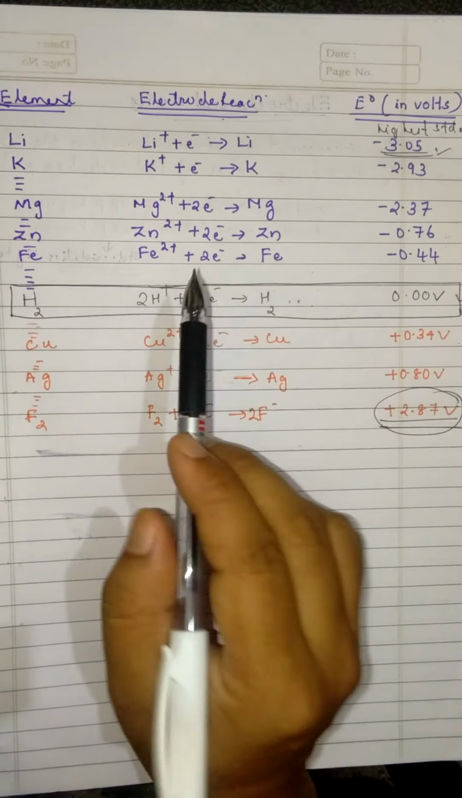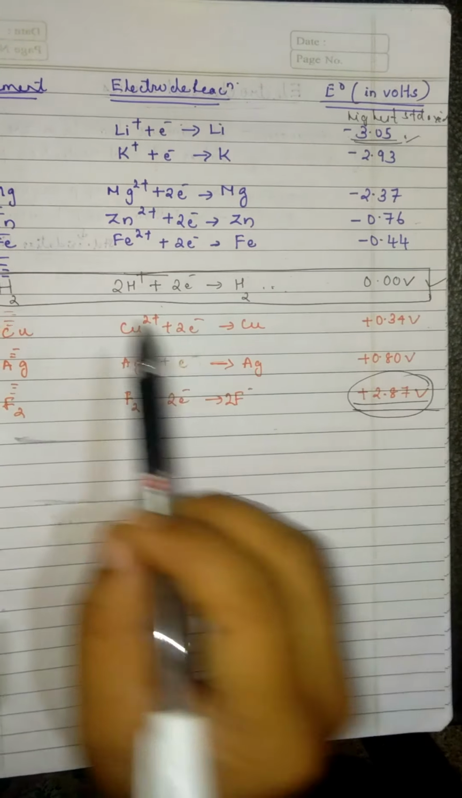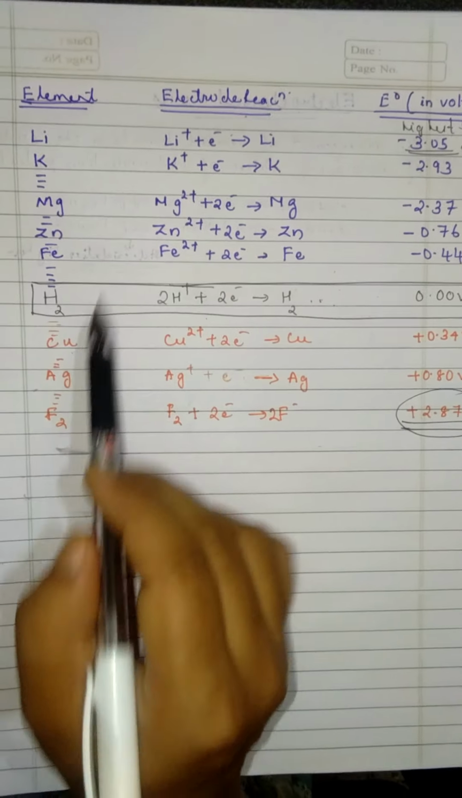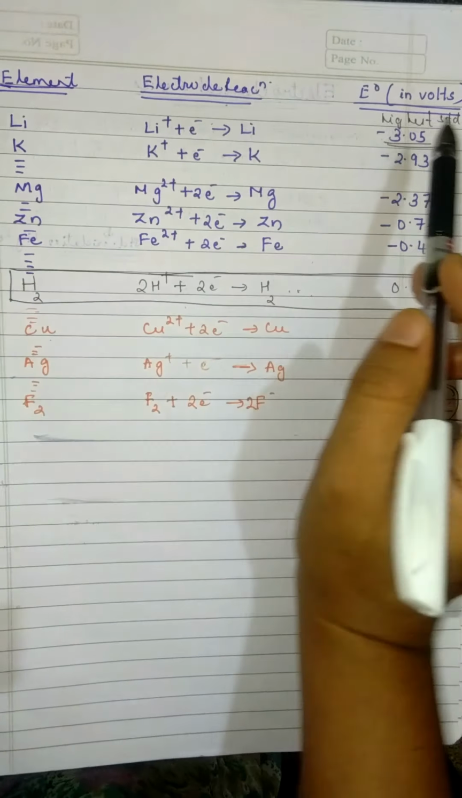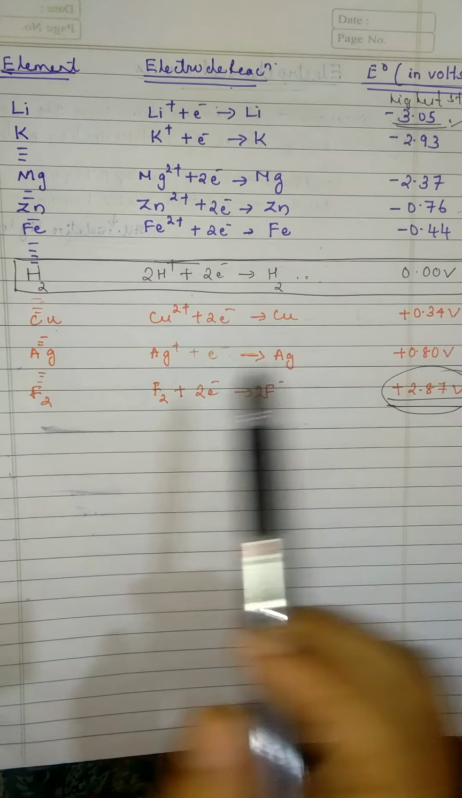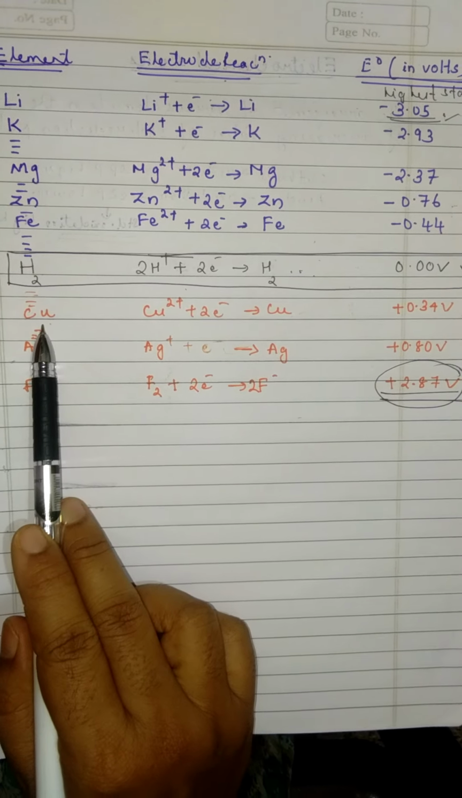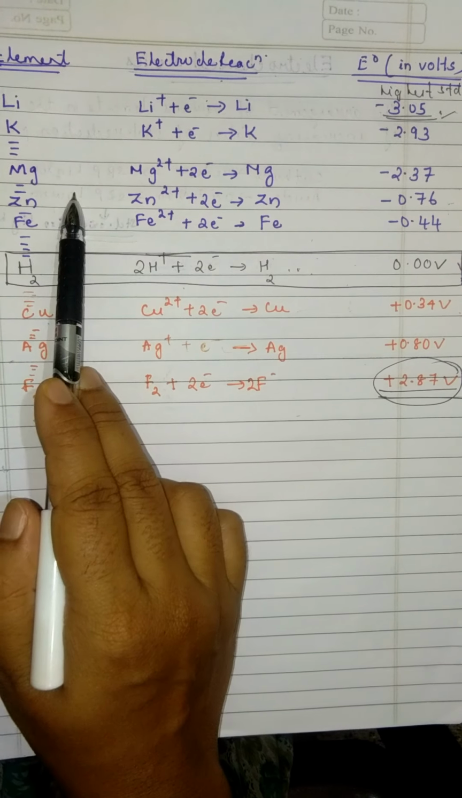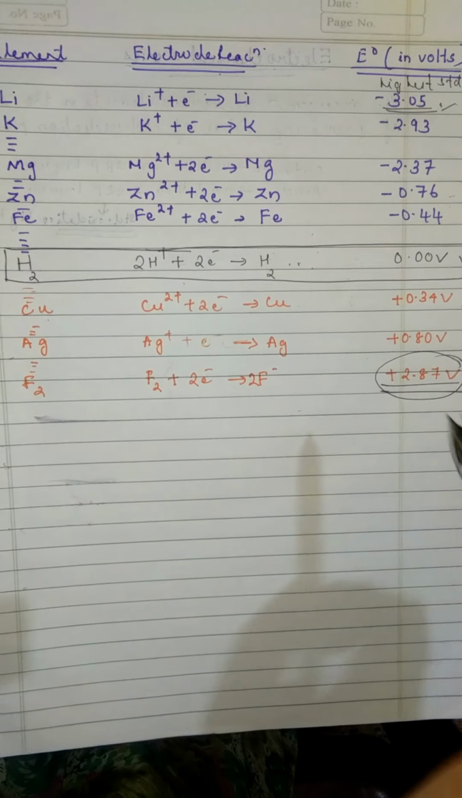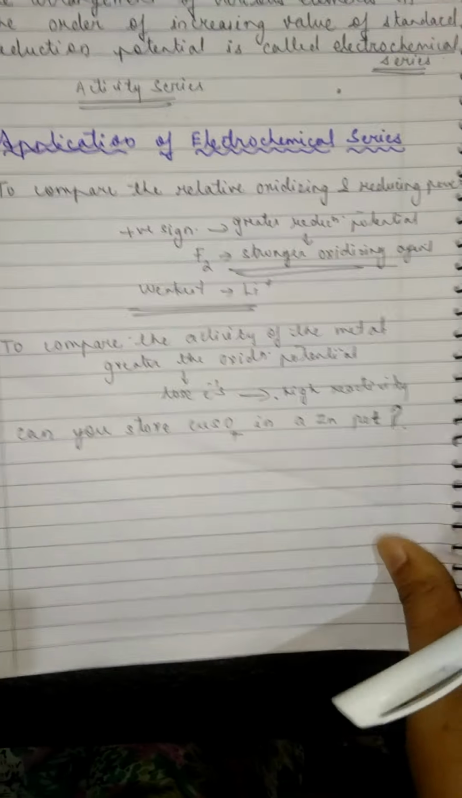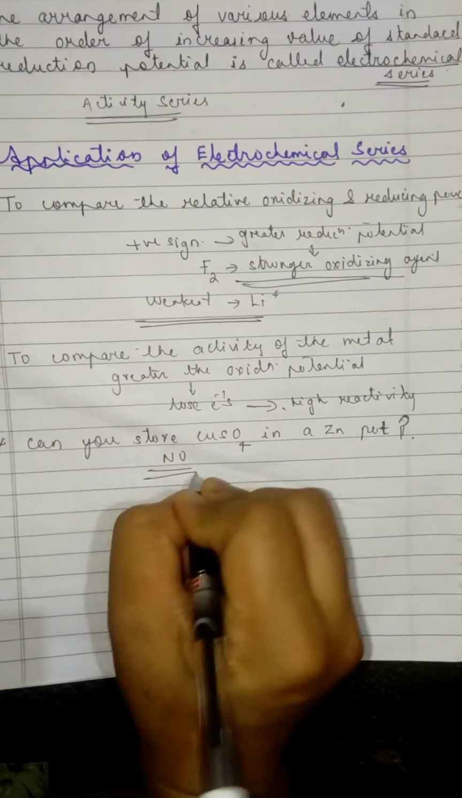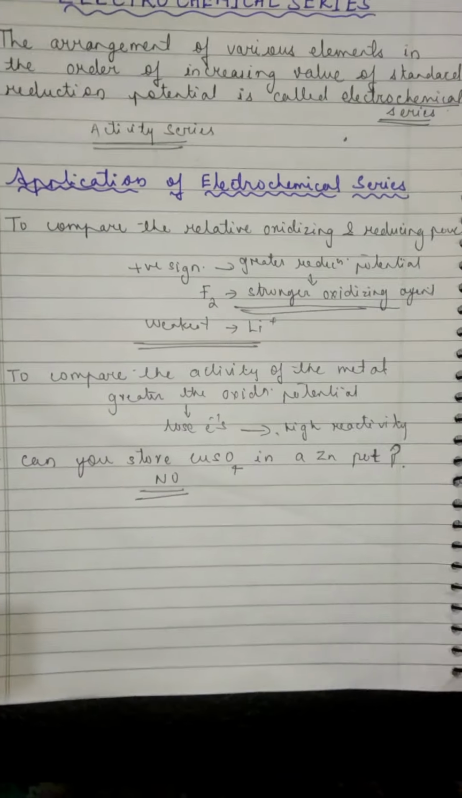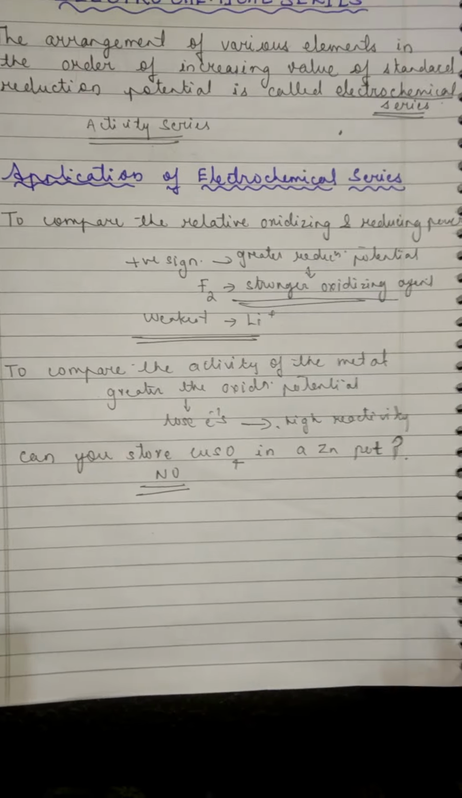Is it clear? So in this case, we are asked whether we can keep copper sulfate solution in a zinc pot. You can see that zinc has a higher oxidation potential compared to copper. So zinc can easily displace copper from copper sulfate solution. So what will be our answer for this question? Can you store copper sulfate in a zinc pot? We cannot store copper sulfate in a zinc pot. Answer is no. And the reason is what?